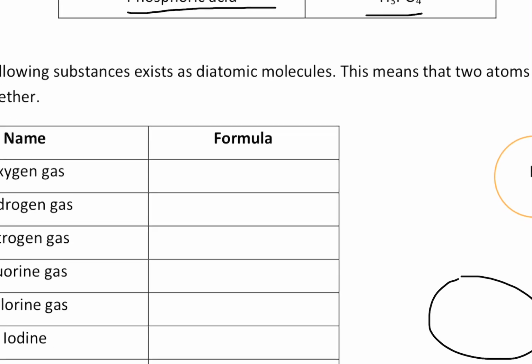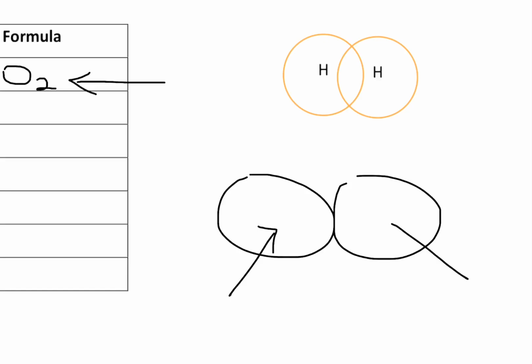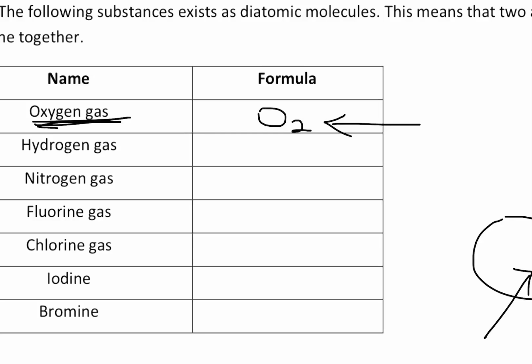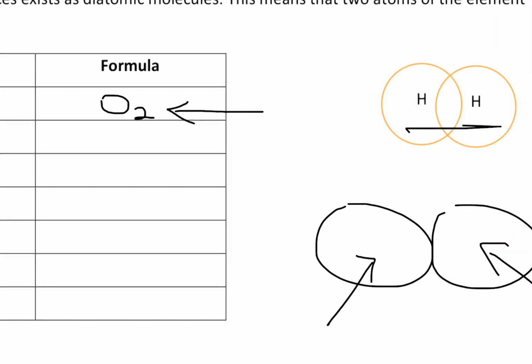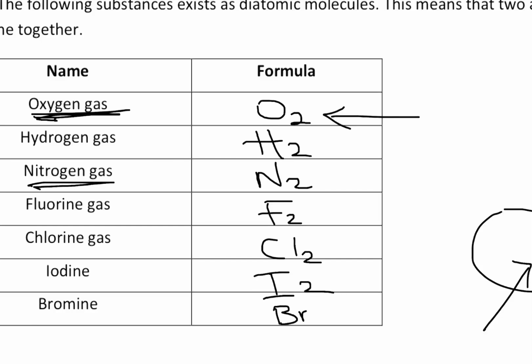So when they are a molecule, we use O2. The 2 here is showing how many oxygen atoms are together. So here there is 1 oxygen atom and 1 oxygen atom. So that's 2 oxygen atoms that combine together in oxygen gas. Hydrogen similarly exists as hydrogen gas, H2. So there are 2 hydrogens that combine together. Nitrogen gas, N2, and 2 again. Fluorine gas, F2, chlorine gas, Cl2, iodine, I2, bromine, Br2.